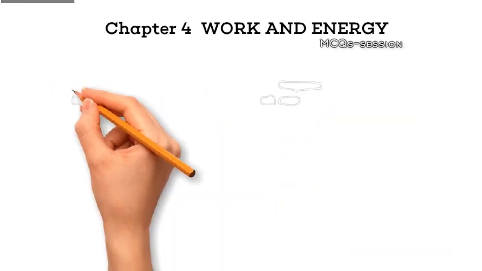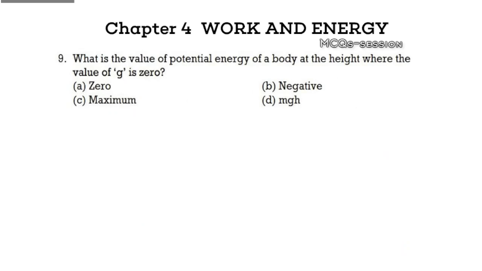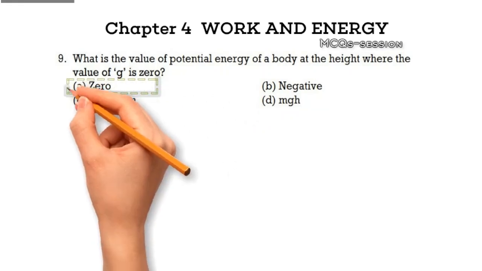Question 9. What is the value of potential energy of a body at the height where the value of gravitational acceleration is 0? Options: A, 0, B, negative, C, maximum, D, M times G times H. Pause the video and think it over. The correct answer is A, 0.